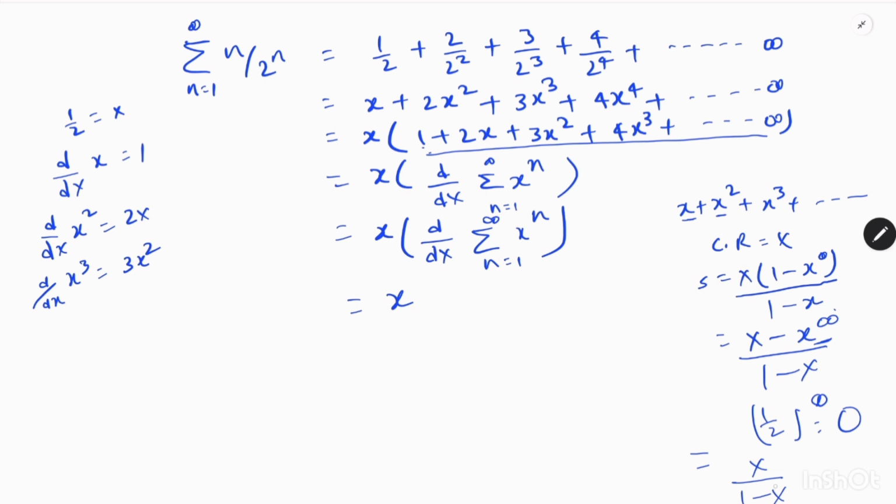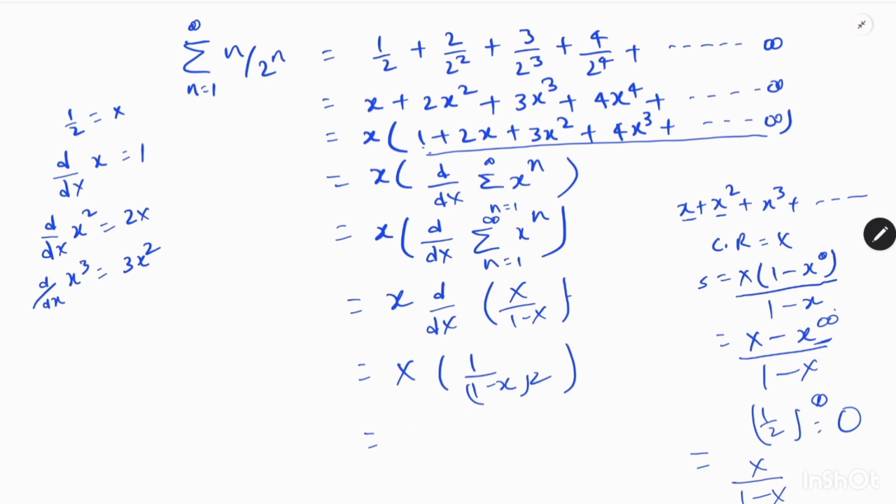So let me put this into this expression. So it would be d by dx of x by 1 minus x. Okay, so now if you guys are aware about the quotient rule of differentiation, then you would easily solve this differentiation. So let me write it. So it would be 1 by 1 minus x whole square. So this is the differentiation of x by 1 minus x.